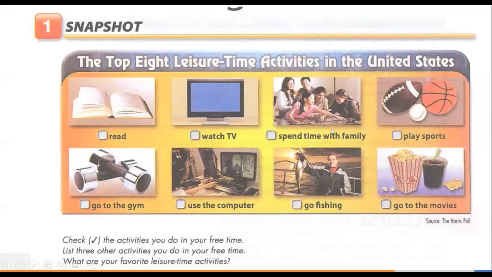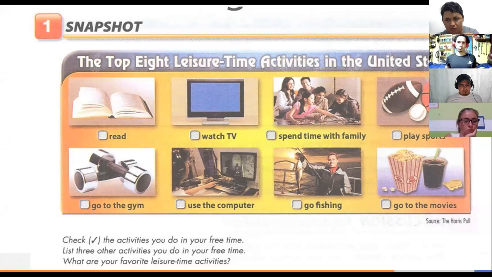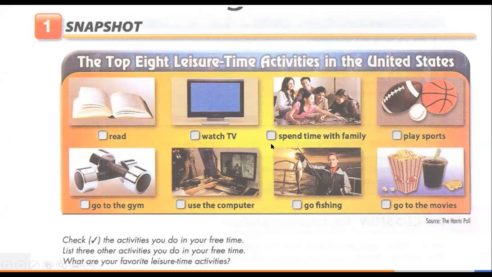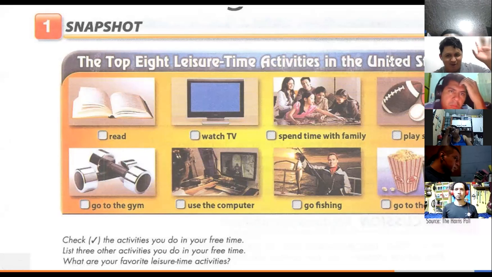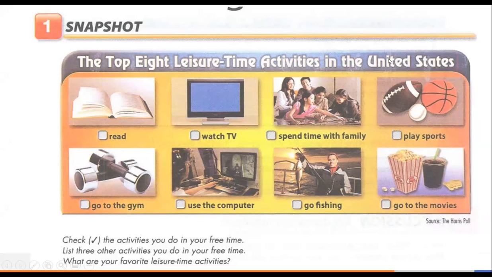All right. The top 8 leisure time activities in the United States. El top 8 de actividades de ocio en los Estados Unidos. Read, watch TV, spend time with family, play sports, go to the gym, use the computer, go fishing, go to the movies. Maybe now using the computer is not a leisure activity, right? It's part of our jobs. So la computadora ya no es un hobby. It's part of our daily life, okay?